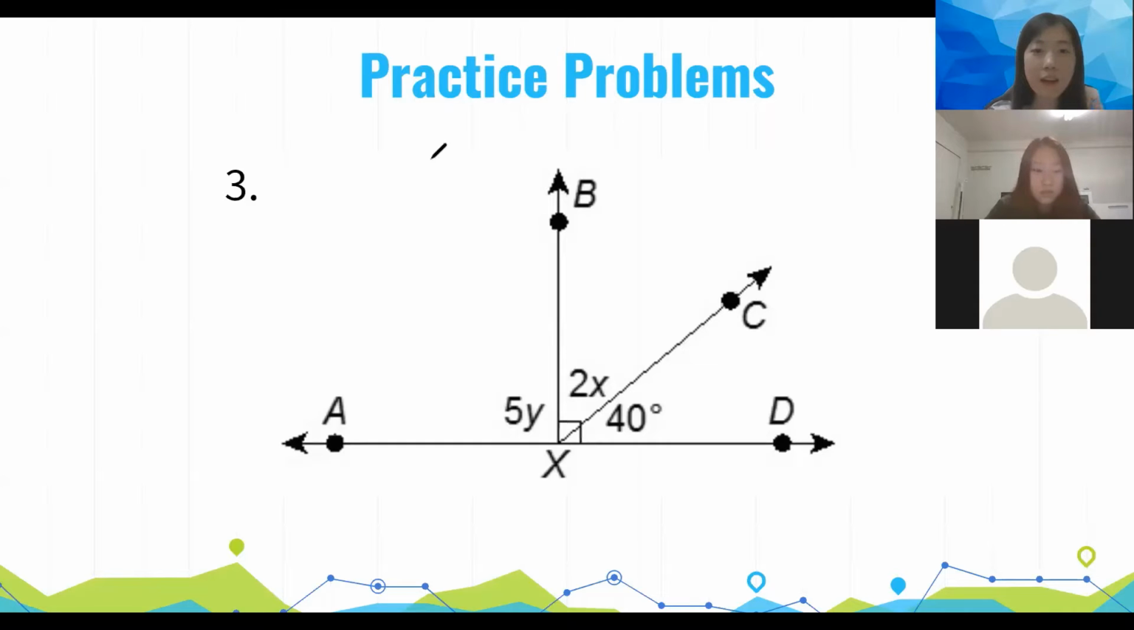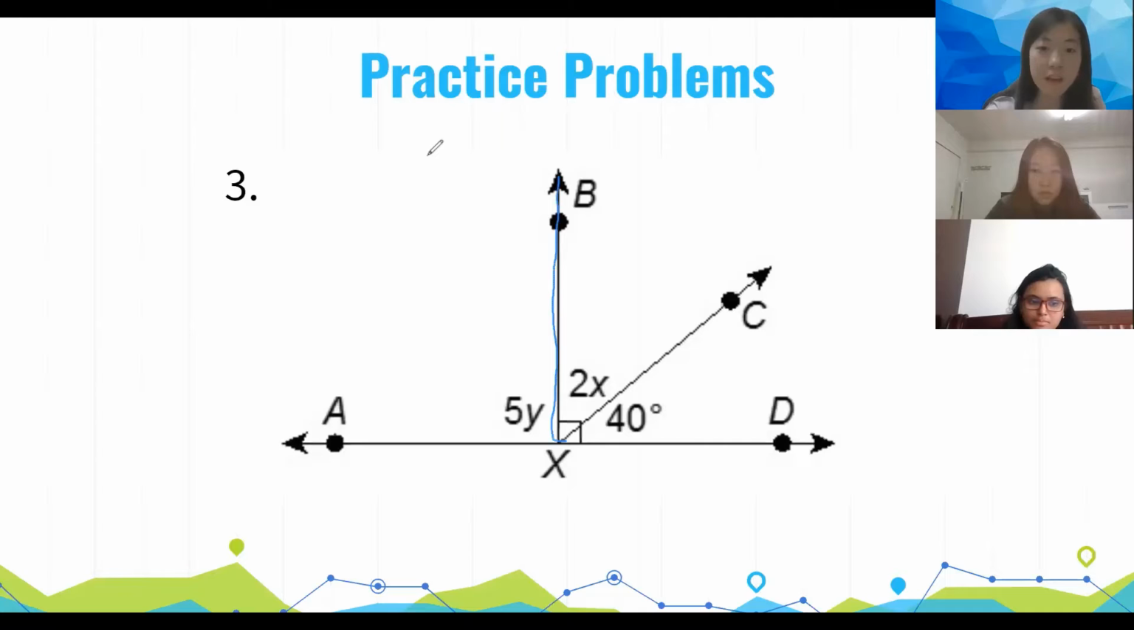So let's take a look at angle BXD. What angle is that? This one, angle BXD. Right angle? Yeah, that's a complementary angle. And they add up to what? 90. Yes. So you can solve for x over here.